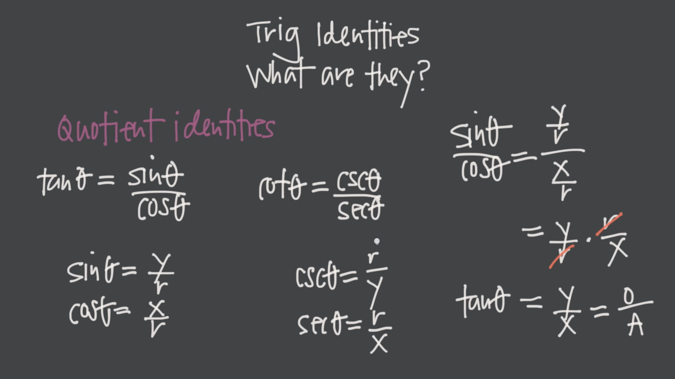And in the same way, and for the same reasons, cotangent is equal to cosecant over secant. I know that cosecant of theta is r over y, and that secant of theta is r over x. So if I take cosecant divided by secant, instead of dividing by r over x, I multiply by x over r. I get the r's to cancel, and I'm just left with x over y, which again is adjacent over opposite. And adjacent over opposite is in fact equal to cotangent of theta. So by definition, cotangent theta is always equal to cosecant theta divided by secant theta.